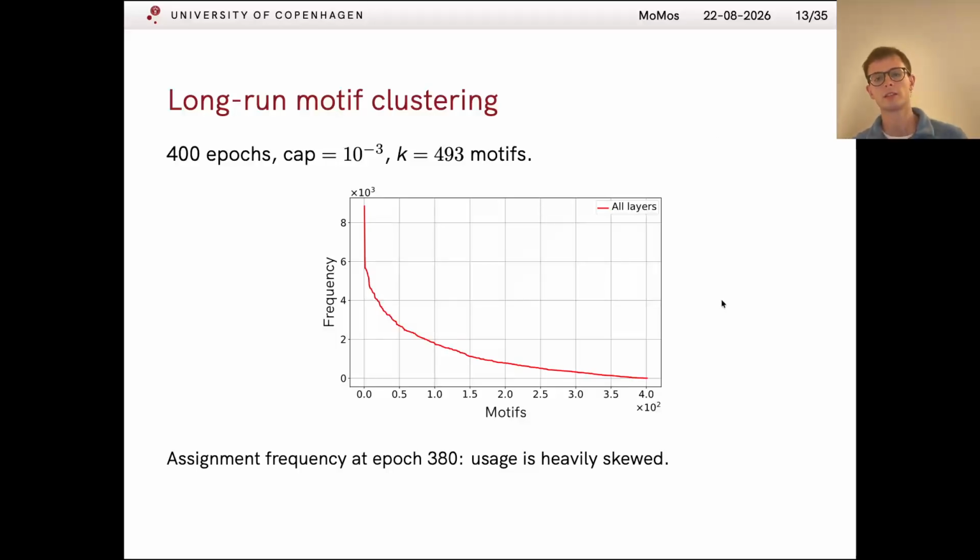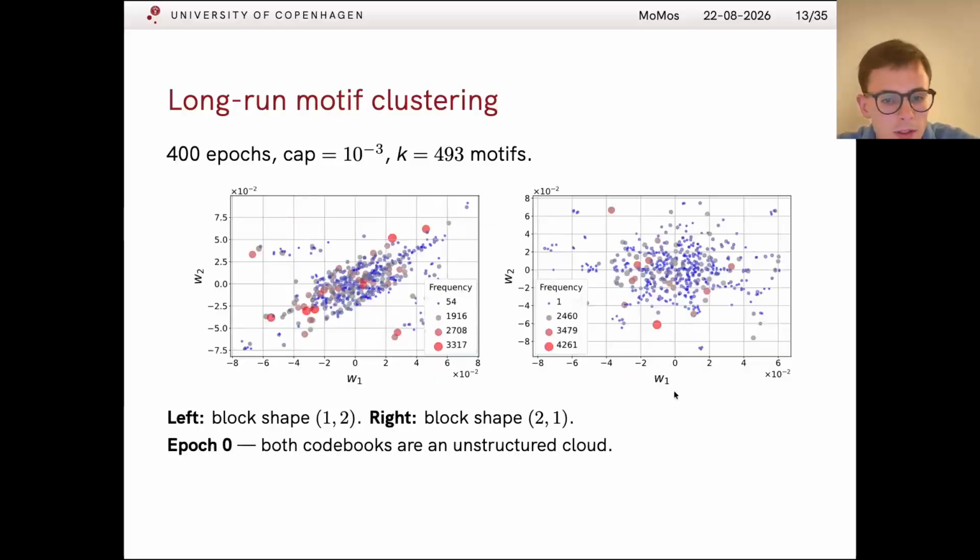I trained one MLP with block shape of 1, 2, which means block size is 2, as there is 1 row and 2 columns. And after 400 epochs, we see that the motif usage concentrates on very few motifs. There is some sort of long tail distribution. Since the block size is 2, it is also possible to scatter plot the motifs. So on the X there is the first weight of the motif, on the Y there is the second weight of the motif.